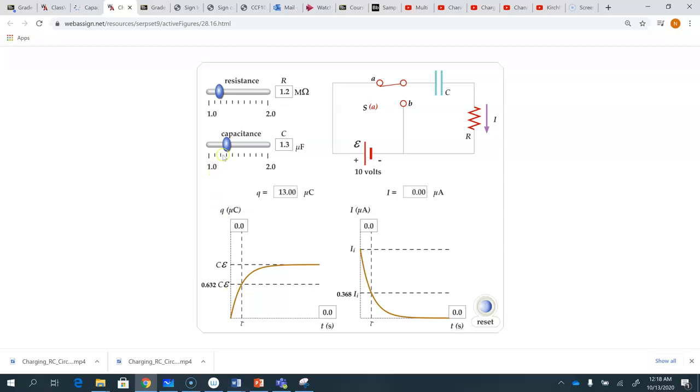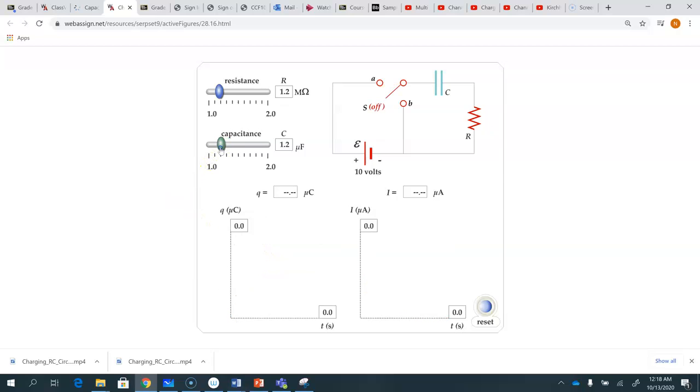If I decrease the capacitance, right? If I decrease the capacitance, then C times E will go down. That's the maximum charge will go down. And also R times C, that's the time constant, will go down as well, right?